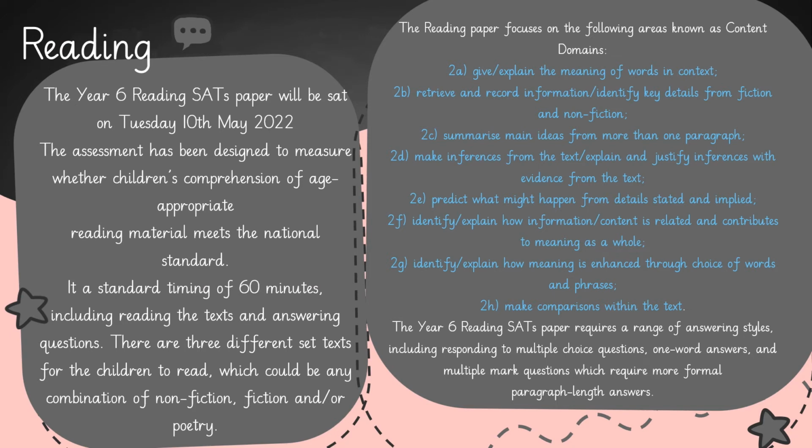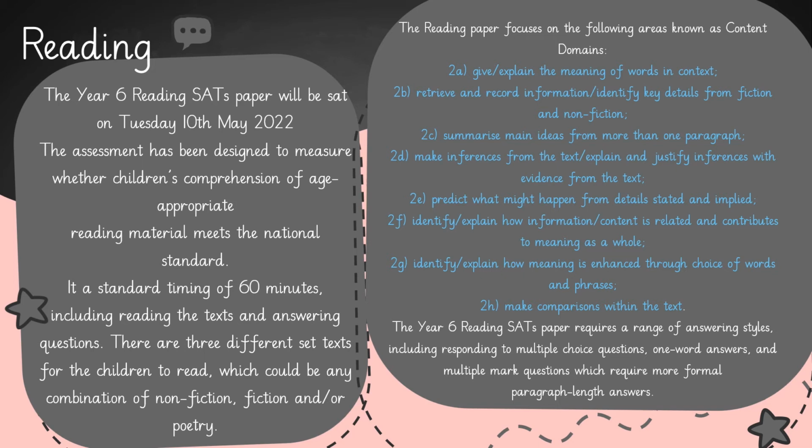There are 3 different set texts for the children to read, and these could be any combination of non-fiction, fiction and/or poetry. The reading paper focuses on the following areas known as content domains. Explain the meaning of words in a context. Retrieve and record information or identify key details from fiction and non-fiction. They might be asked to summarise main ideas from more than one paragraph. They may also need to make inferences from the text, explain or justify inferences with evidence from the text.